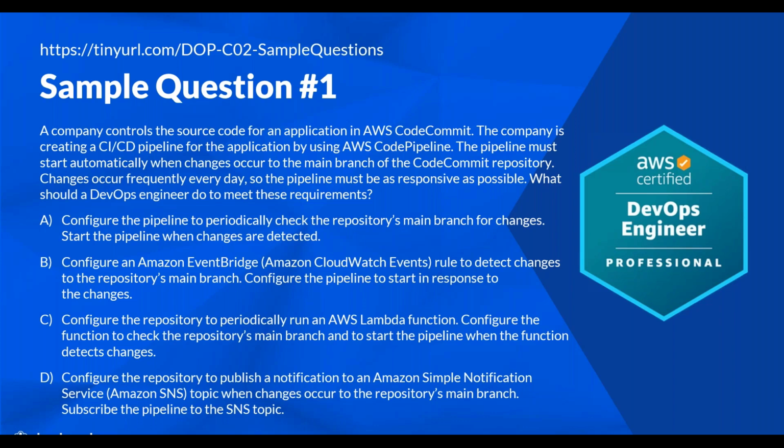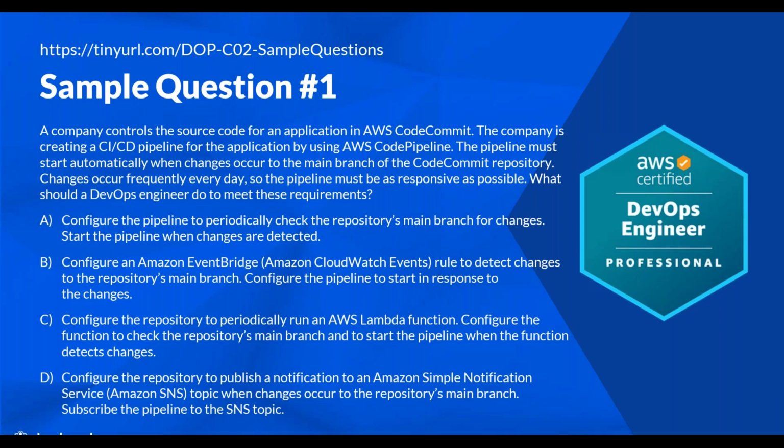The choices are: configure the pipeline to periodically check the repository's main branch for changes, and start the pipeline when changes are detected. Configure an Amazon EventBridge rule to detect changes to the repository's main branch, and configure the pipeline to start in response to the changes. Configure the repository to periodically run an AWS Lambda function, and configure the function to check the repository's main branch and to start the pipeline when the function detects changes. Or configure the repository to publish a notification to an SNS topic when changes occur to the repository's main branch, and subscribe the pipeline to the SNS topic.